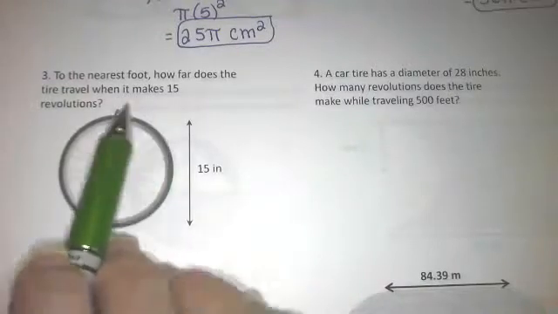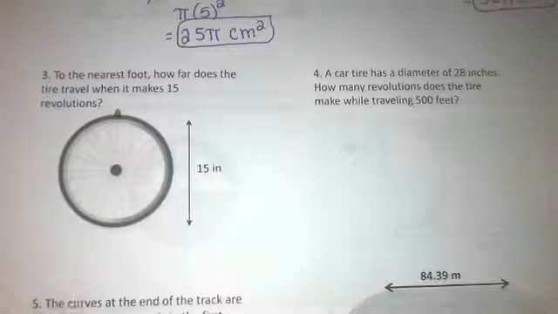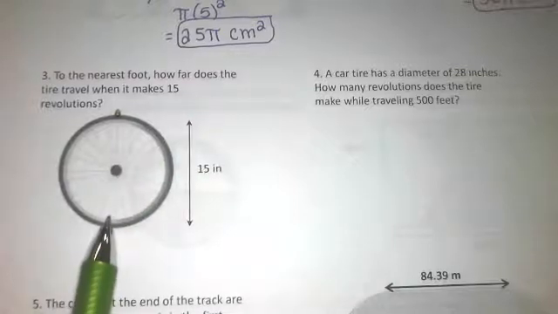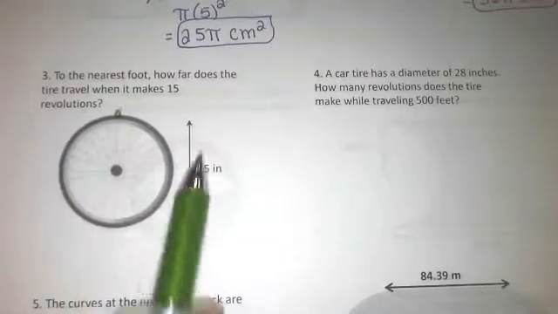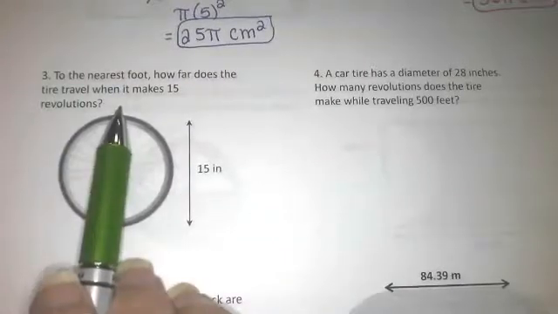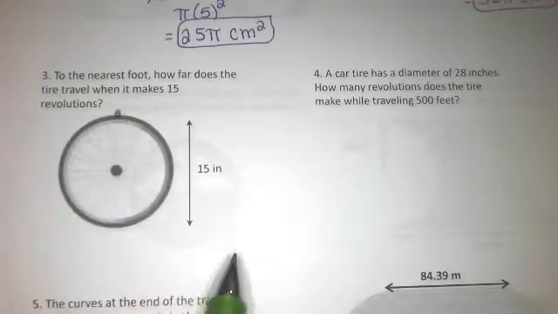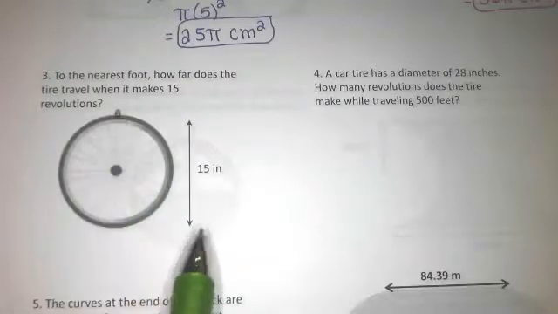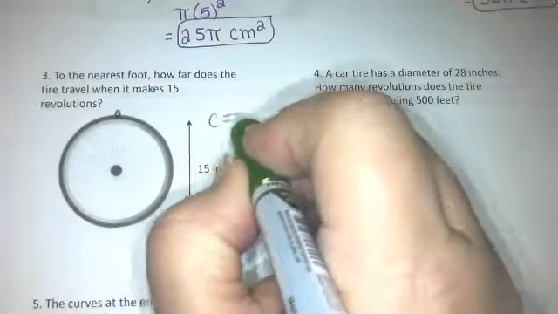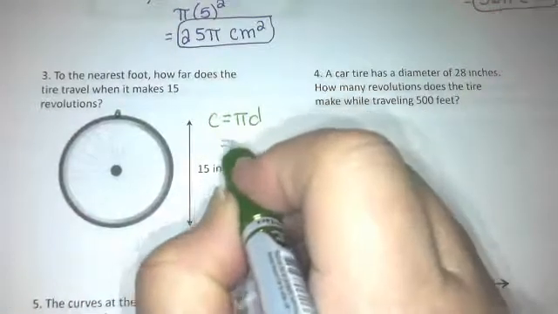So when we're talking about the revolutions and how far it travels, which are we talking about, the circumference or the area? Circumference. So let's find the circumference of the tire. That would be 1 revolution, and then do what? Multiply it by 15. So what is the circumference? That was pi d, correct? So 15 pi.